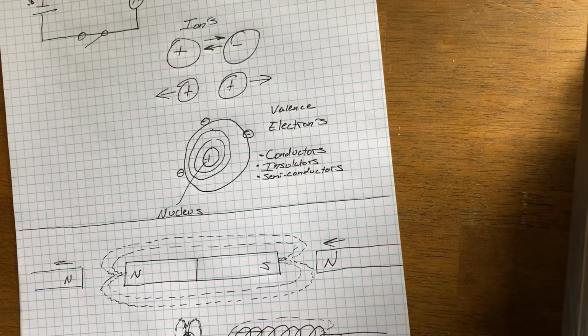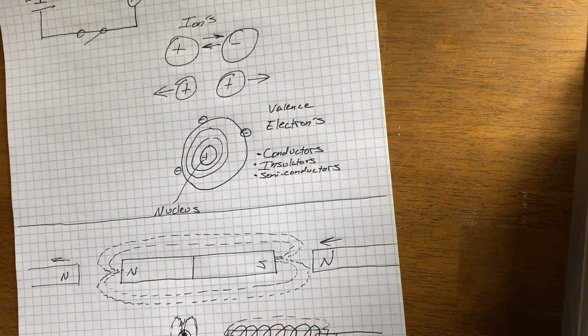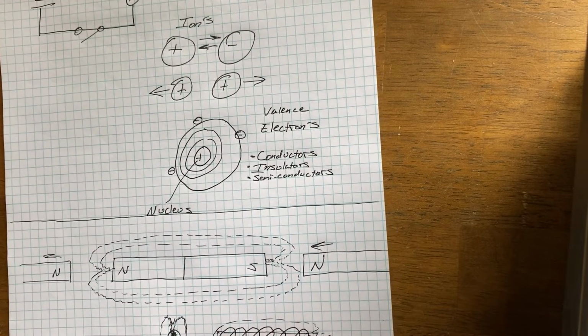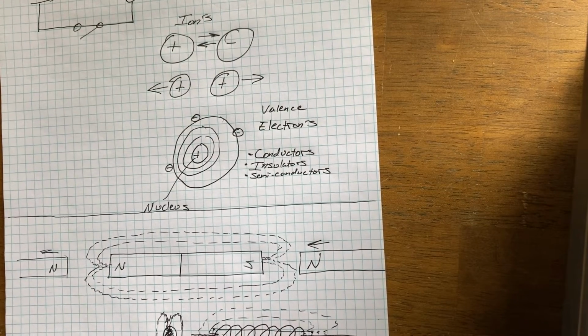If you take that same coil of wire and put it around an iron bar, and put the same power to it, that's going to make that magnetic field even stronger. It's going to concentrate it and make it even more powerful.